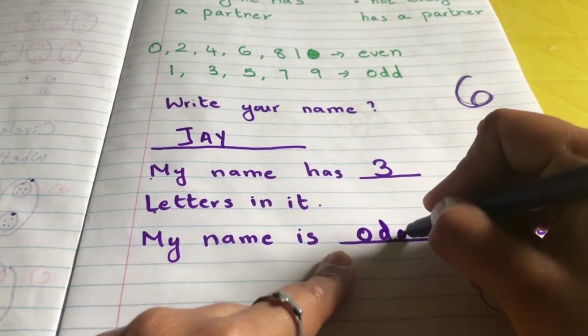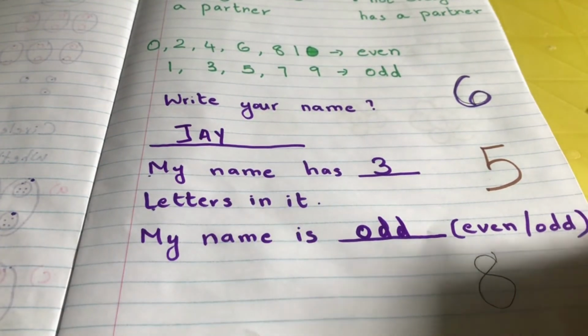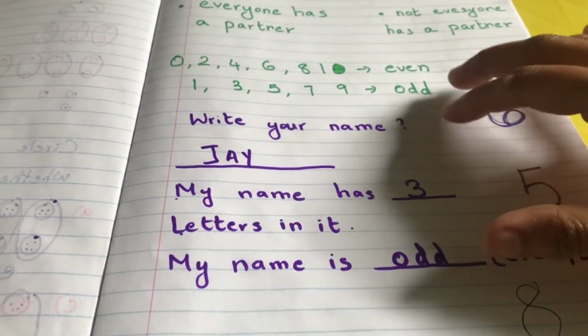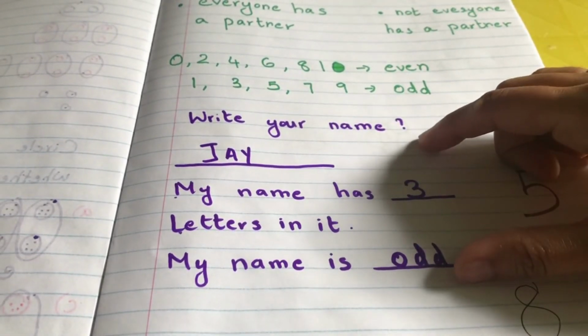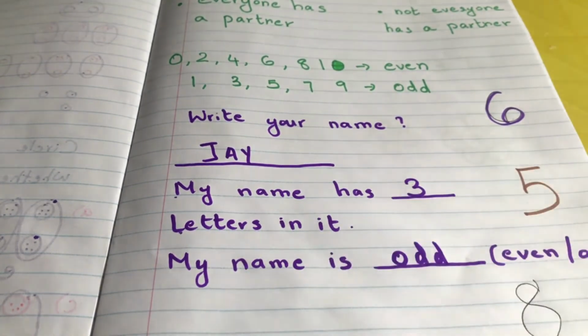So if your kid knows how to write their name, then you can give this activity to them to practice even and odd. I found this activity very interesting because kids will be very curious to know whether their name is odd or even. So you can definitely practice this with your kids.